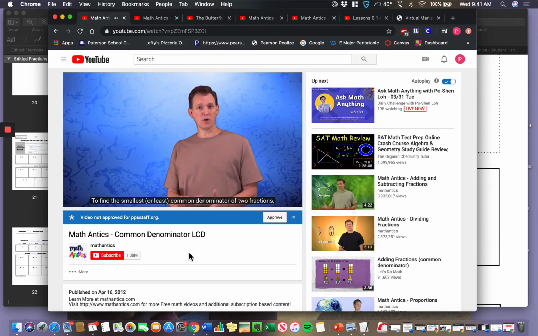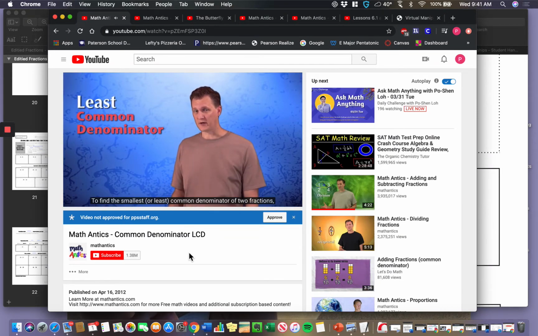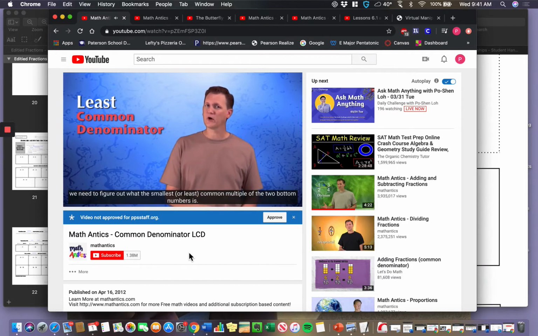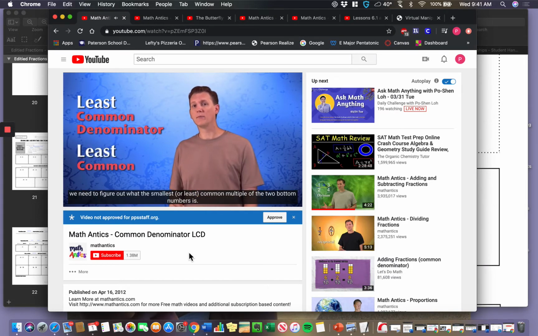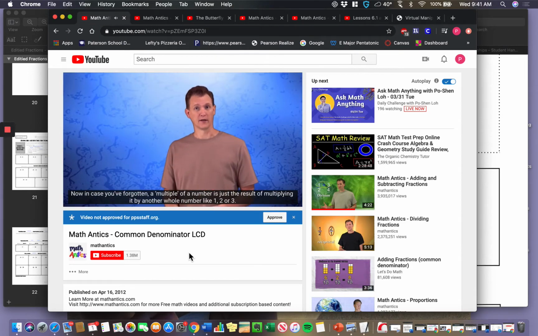The new method is called finding the least common denominator because it involves using the smallest common denominator we can find instead of just using the product of the bottom numbers like we did in the first method. To find the smallest or least common denominator of two fractions, we need to figure out what the smallest or least common multiple of the two bottom numbers is. Now, in case you've forgotten, a multiple of a number is just the result of multiplying it by another whole number, like 1, 2, or 3.